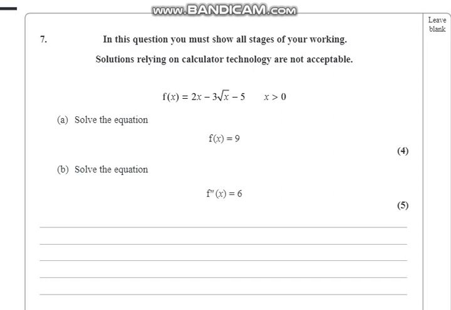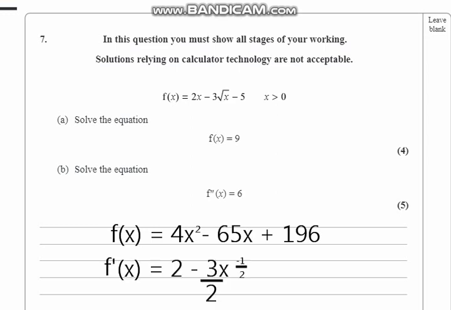So what we'll do is first differentiate the f of x we found earlier. This was our f of x, so we'll differentiate this function. There you go, I've got the differential of f of x. Now you'll be wondering that 4x squared will give a differential of 8x minus 65, and how did I get 2 minus 3 upon 2 x to the power minus half. Basically I decided to stay with my original function, that's 2x minus 3 root x minus 5, and I differentiated that, so that gave me 2 minus 3 upon 2 root x, as you can see there.